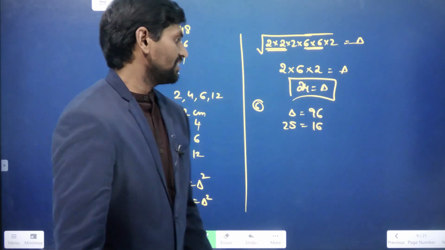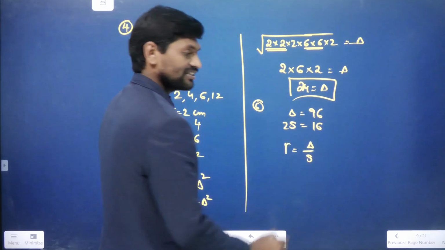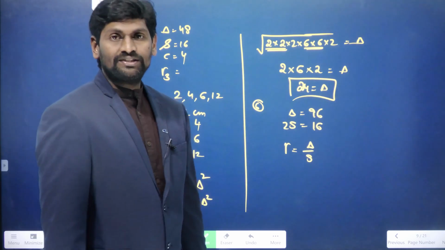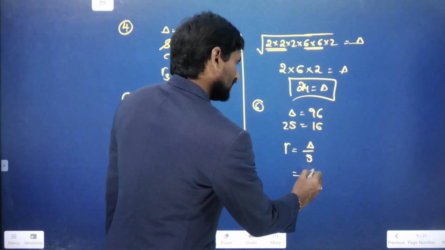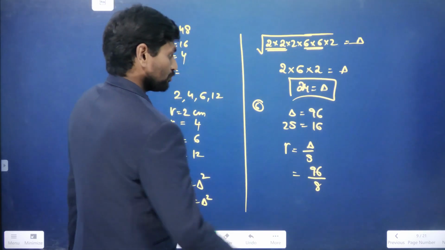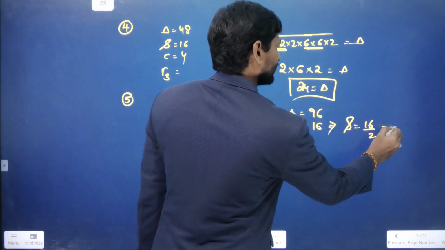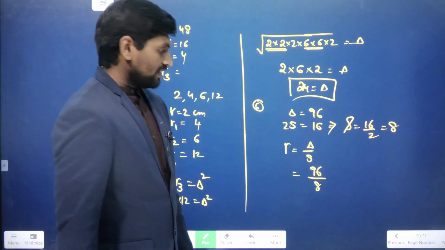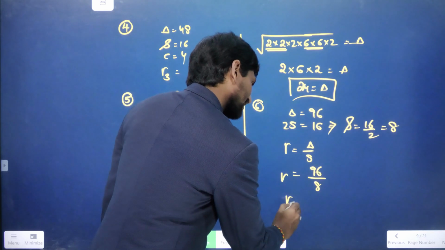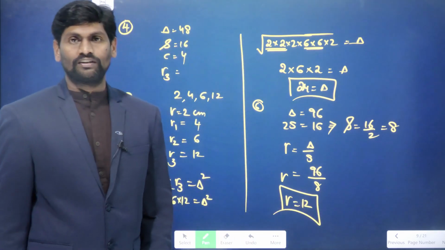Then find its inradius. What is the radius formula? Radius is equal to delta by S, the area of the triangle by its semi-perimeter. That is 96. S value is 8, because 2s value is 16. So S value is 16 by 2, nothing but 8. 8 times 12 is exactly 96. Therefore radius is equal to 12.